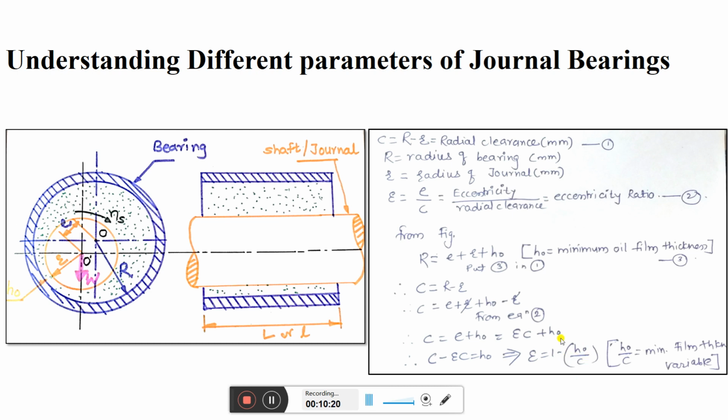We are going to see our second dimensionless number, that is H0 by C. H0 by C is called the minimum film thickness variable. So up till now we have seen two dimensionless numbers. The first one is the eccentricity ratio, the second one is H0 by C, called the minimum film thickness variable. You note down these two important things.